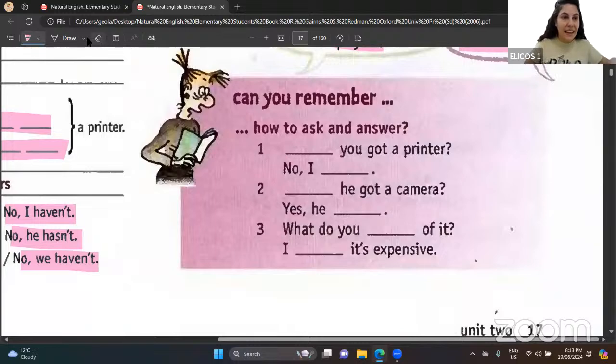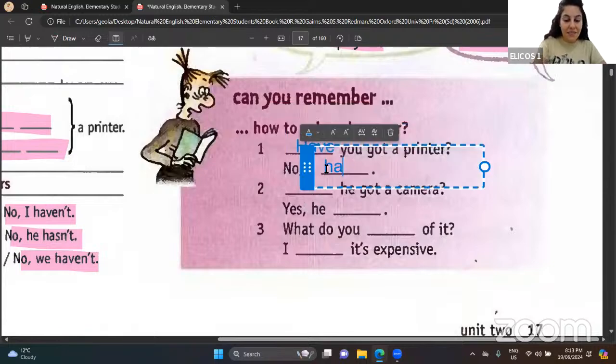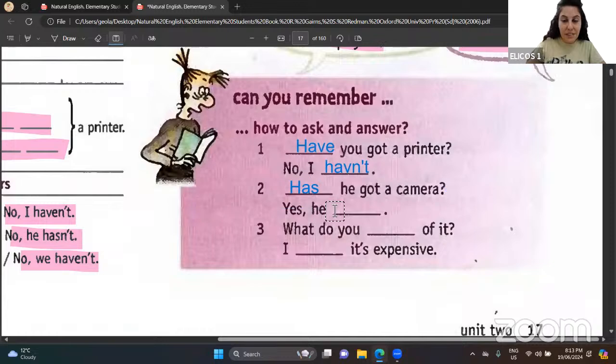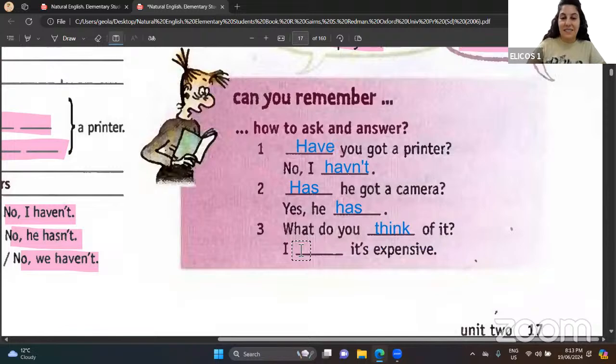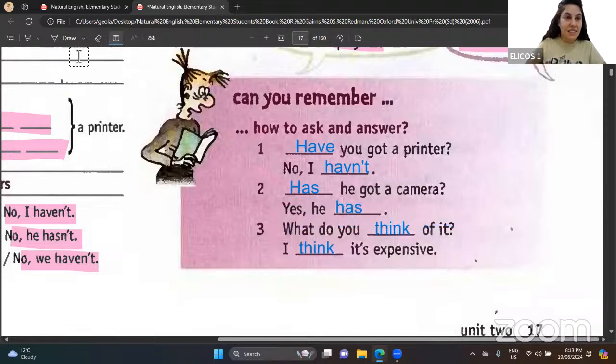So remember we say, have you got a printer? No, I haven't. Has he got a camera? Yes, he has. What do you think of it? I think it's expensive.